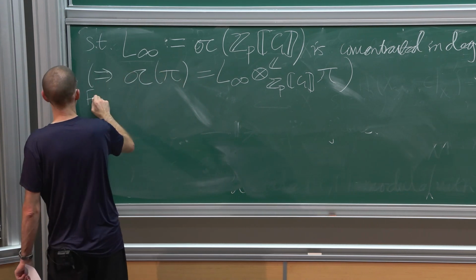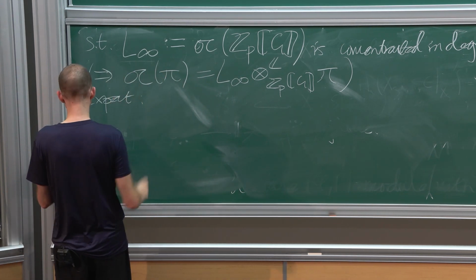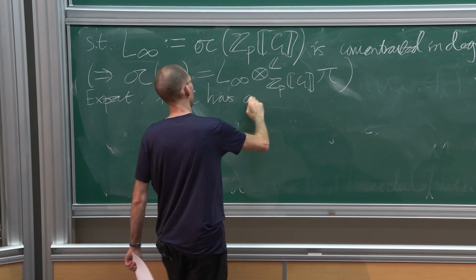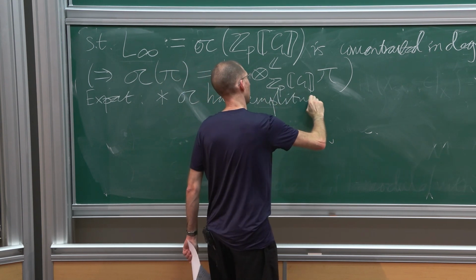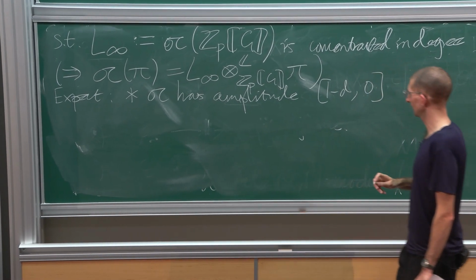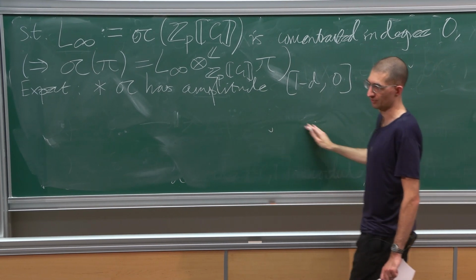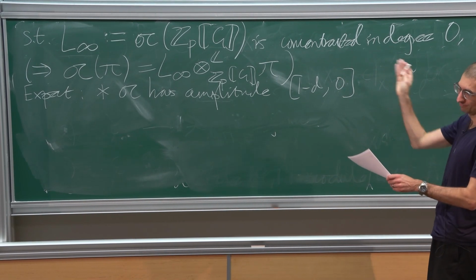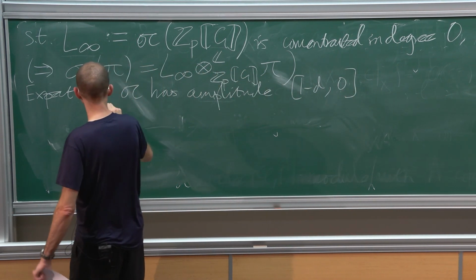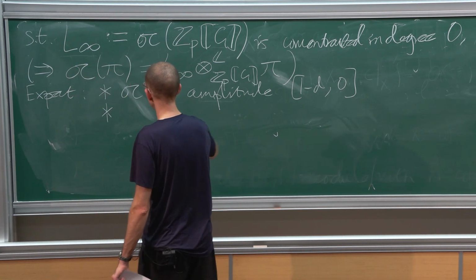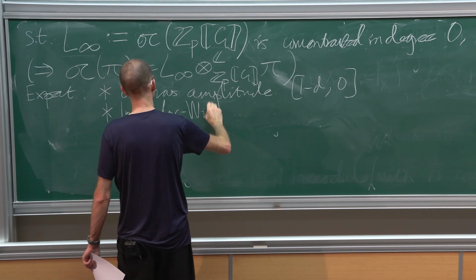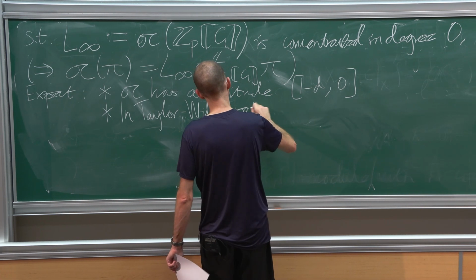And then we expect a few more properties. So we expect that it has amplitude 1 minus d to 0. So in the GL1 case, it literally gives you something on the underlying abelian level, and for GL2, it kind of shifts things possibly 1 degree to the left and so on. We expect that in the kind of situation of Taylor-Wiles patching, and I think Matt will actually say something more about this in his talk in half an hour.